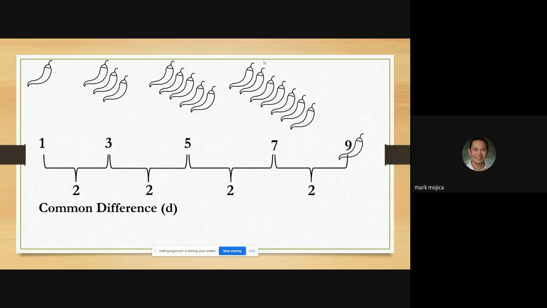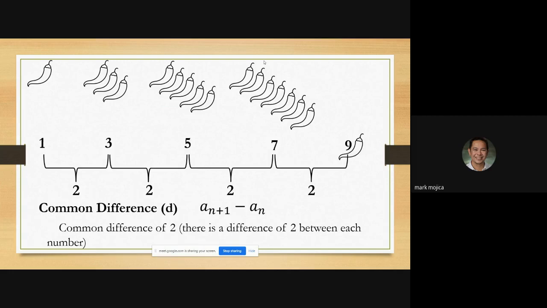Okay, the common difference is given by the formula a sub n plus 1 minus a sub n. So ibig sabihin a sub n plus 1, the bigger term, subtracted by the smaller term. Pero hindi ka pwede mag-jump. For example, 5 minus 1, no, cannot be. 7 minus 3 or 7 minus 1, 9 minus 3, hindi pwedeng ganun. So kailangan kung ano yung kasunod na term, dapat. Okay? So that is the common difference of 2. So there is a difference of 2 between each number. That's why we analyze the pattern because of this common difference na meron tayo.